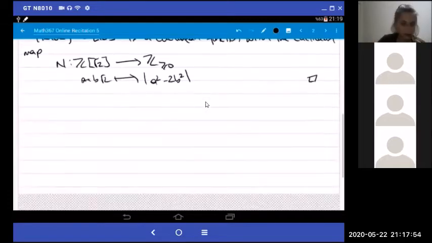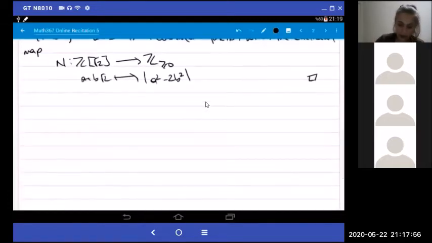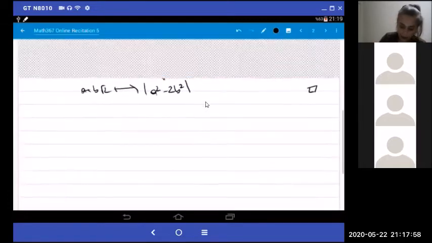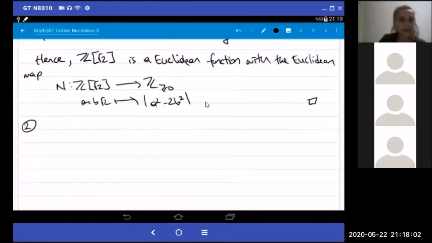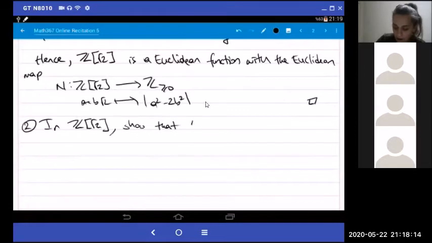Okay, let me continue with my second question. Now we are going to deal with this Euclidean domain. In this ring, Z[√2], show that 5 is a prime number. 5 is a prime. Okay? The first one is this one.